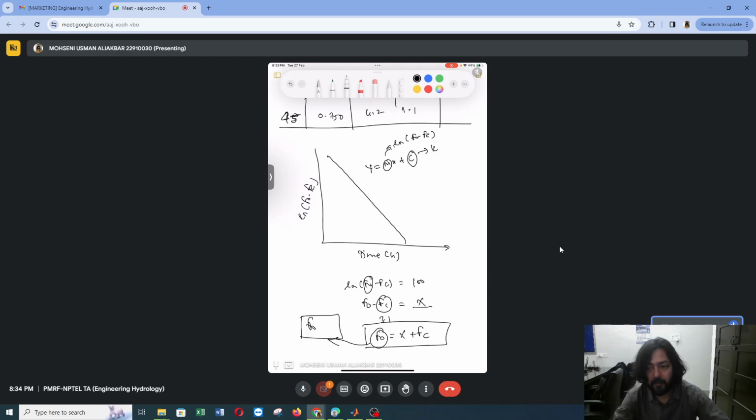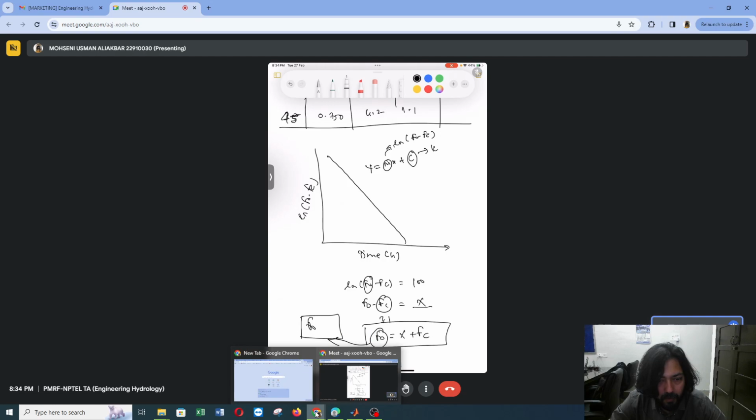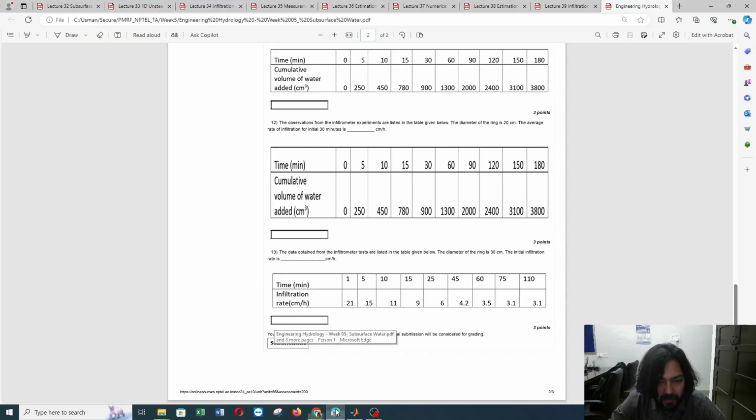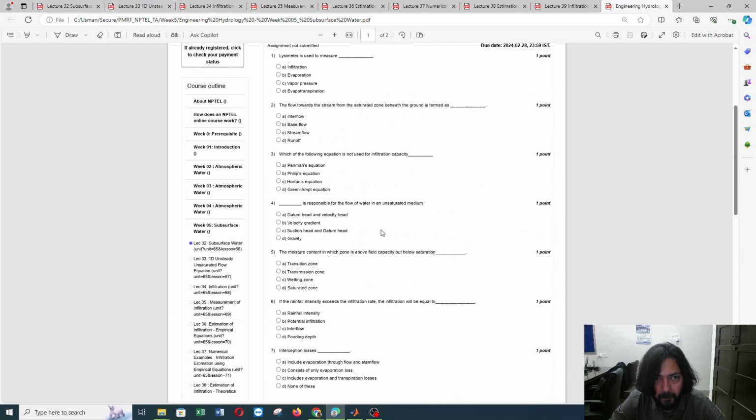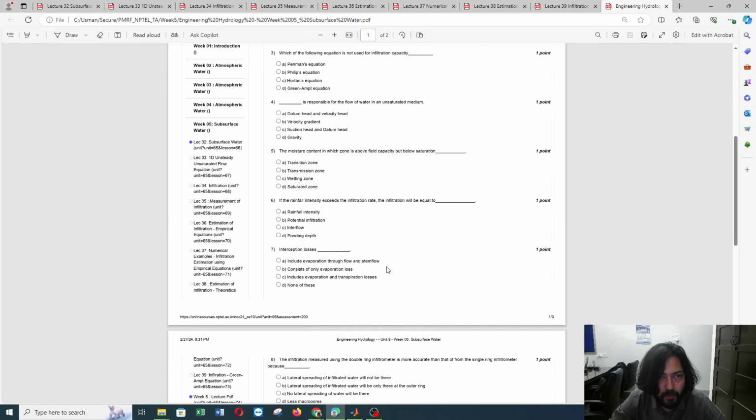So this is the example that they have asked us in the assignment, and there are more questions that you can solve using some reference book. Like you can use Subramanya, you can use Ventech if you want to solve a few more examples.